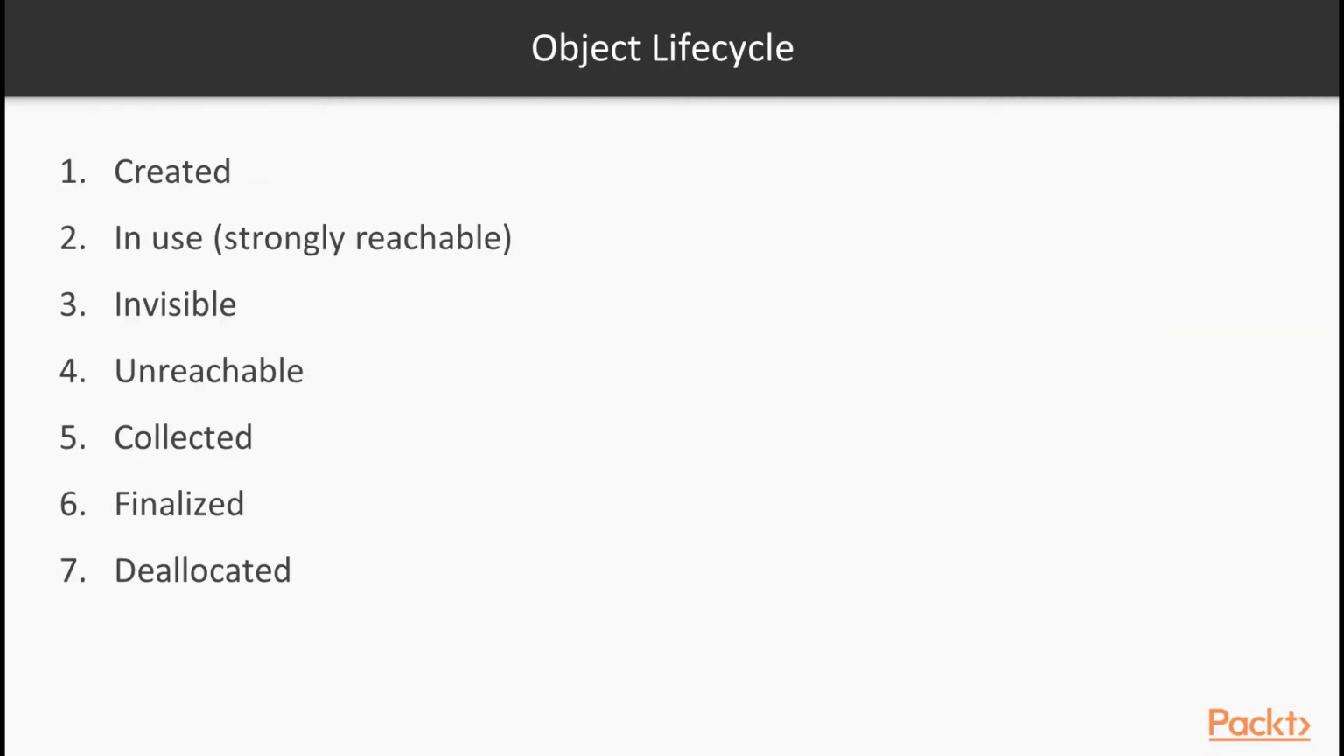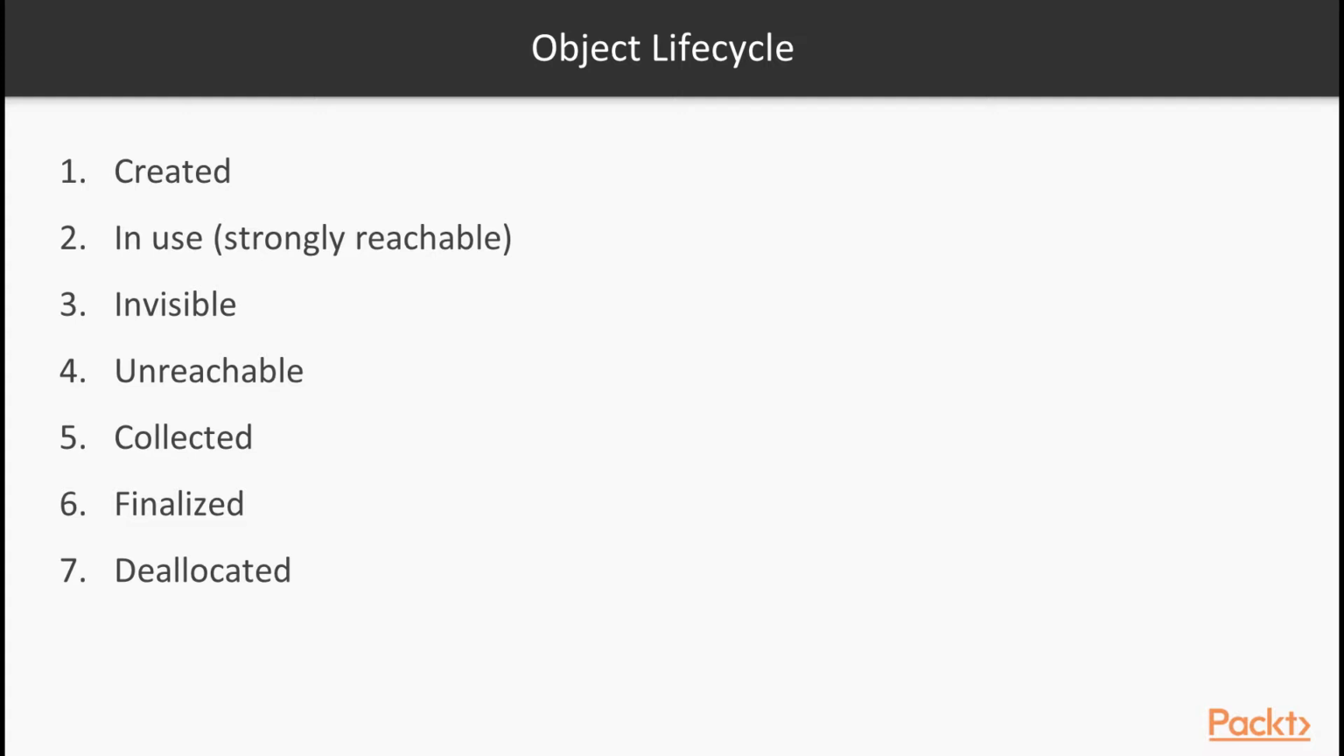What we have to know about object lifecycle: we don't allocate memory, we create objects, and the memory which is needed by the objects is automatically allocated. First, an object is created. This is when we issue the new operator. Then it is in use. It's so-called strongly reachable. The strongly means that there are other reachabilities like soft and weak reachable or phantom reachable, but we won't go into the details of that because now we are focusing on garbage collection.